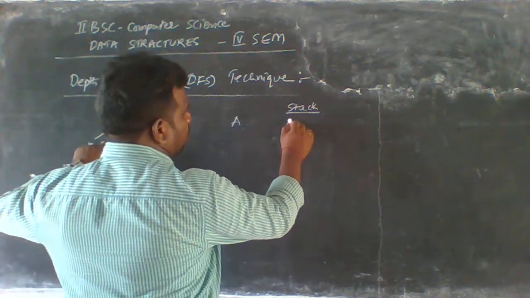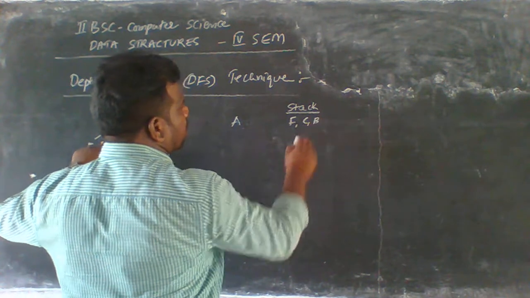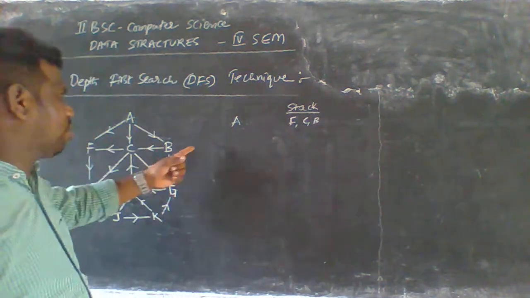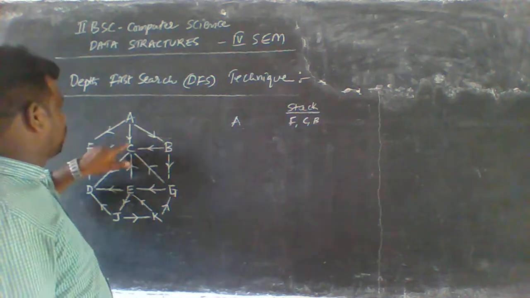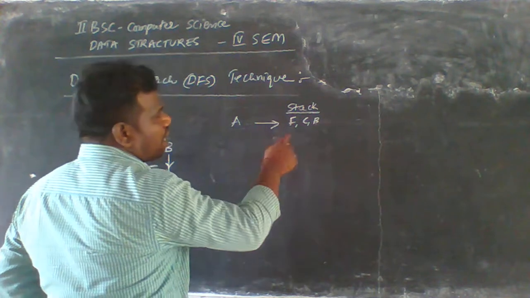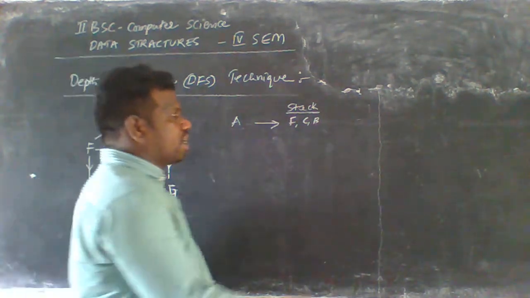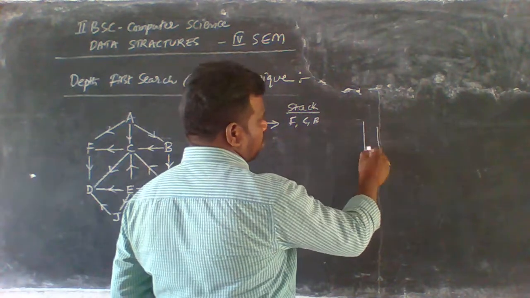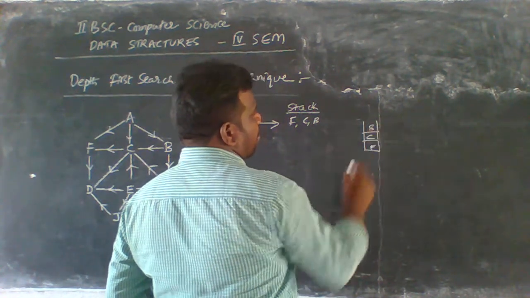That means in this step we have F, C, B. So these are available from A, the neighbors F, C and D. This is the process we are starting with. There are three elements available: the first is F, the second is C, and the third is B here.